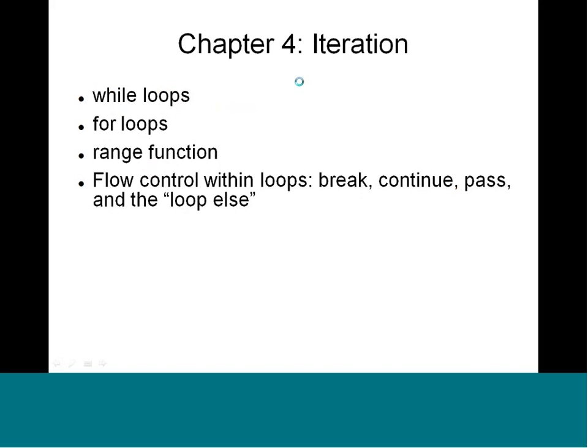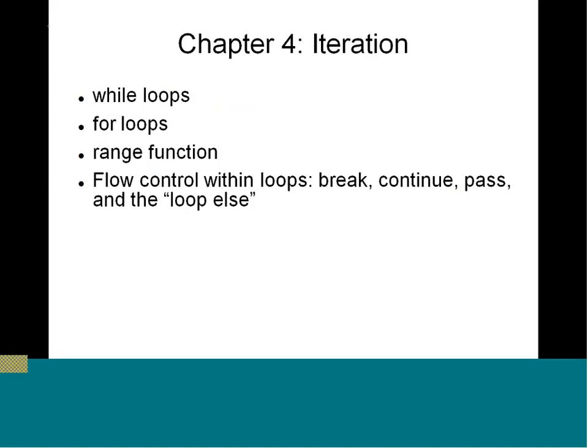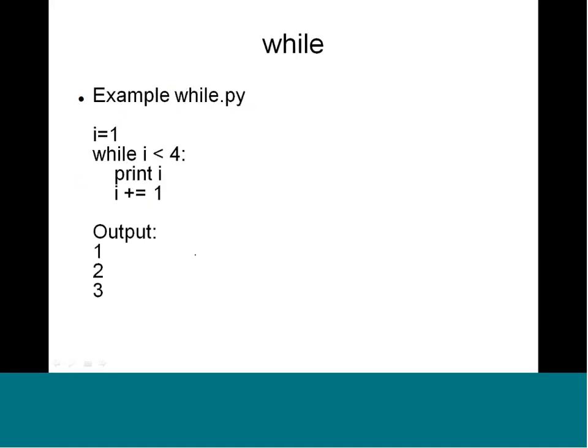The iteration consists of two major things, basically while loops and for loops, and then we also have a range function which we will talk about. We can also do some controls inside the flow: flow control within the loops such as break, continue, pass, and then the loop else. We will talk about those things today.